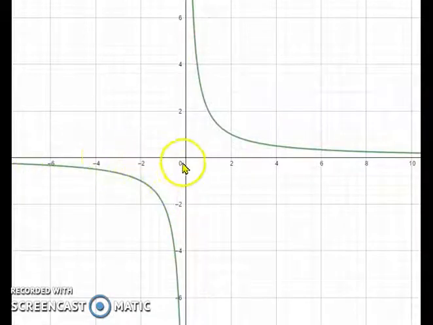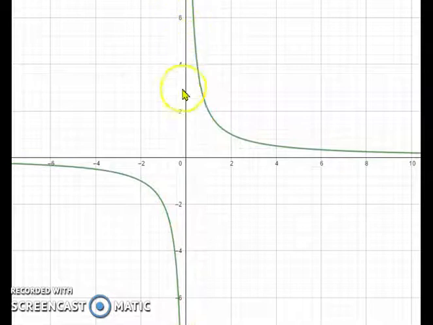So the domain are all values of x except 0. So take note that the graph will continue to increase, but it will never touch the y-axis. Ito naman, it will continue to decrease up to negative infinity, but it will not touch the y-axis. So this is asymptotic to this line here, to the y-axis. So we are not allowed to have values x is equal to 0.